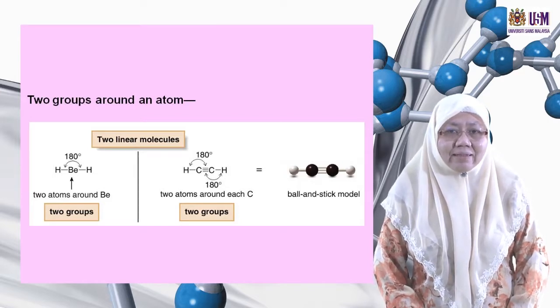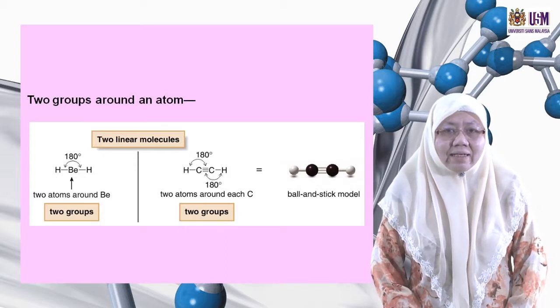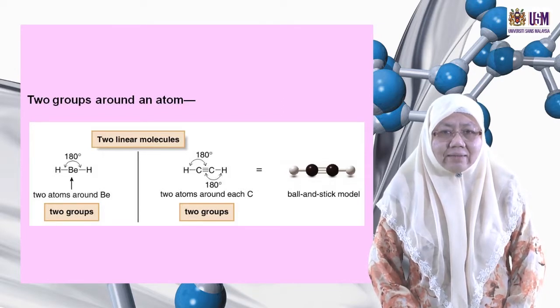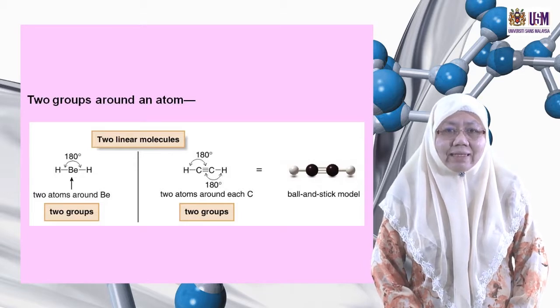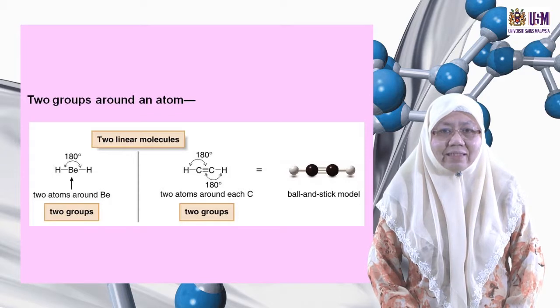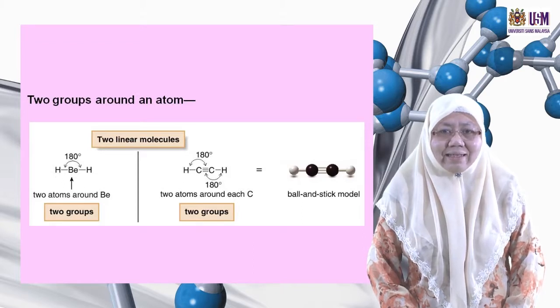Ethyne is a compound consisting of two carbon atoms bonded with a triple bond and each carbon atom bonded to a hydrogen atom. The bond angle between the hydrogen, carbon, and carbon is 180 degrees. And this linear structure can be seen as in the following video.